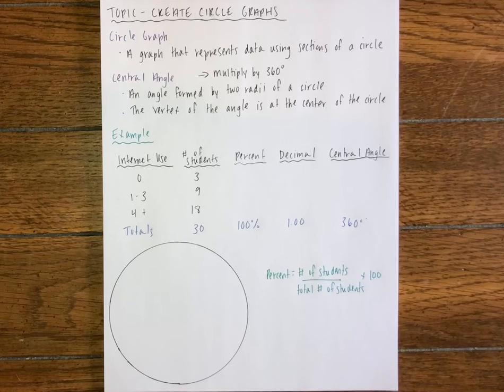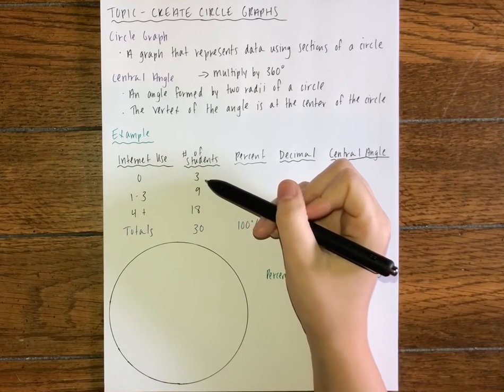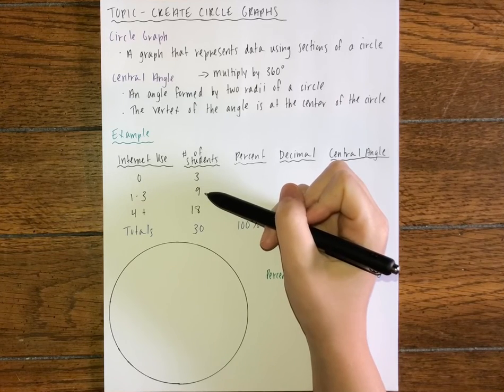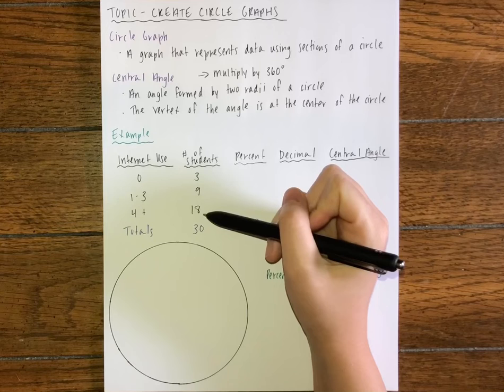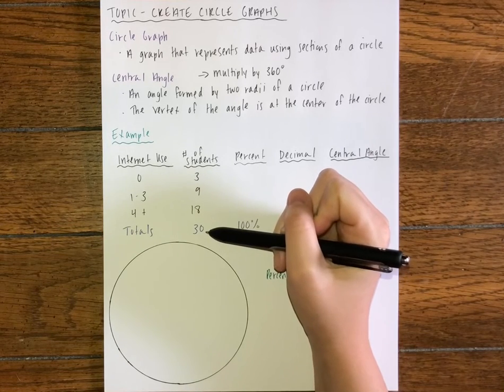We will walk through one example. This is the same example that is with the textbook questions. Here we have a set of data for grade 7 students and their internet use. We have 3 students that use the internet 0 times a week, so 0 days. They don't use internet at all. We have 9 students that use the internet 1 to 3 days, 18 students that use the internet for 4 or more days, for a total of 30.